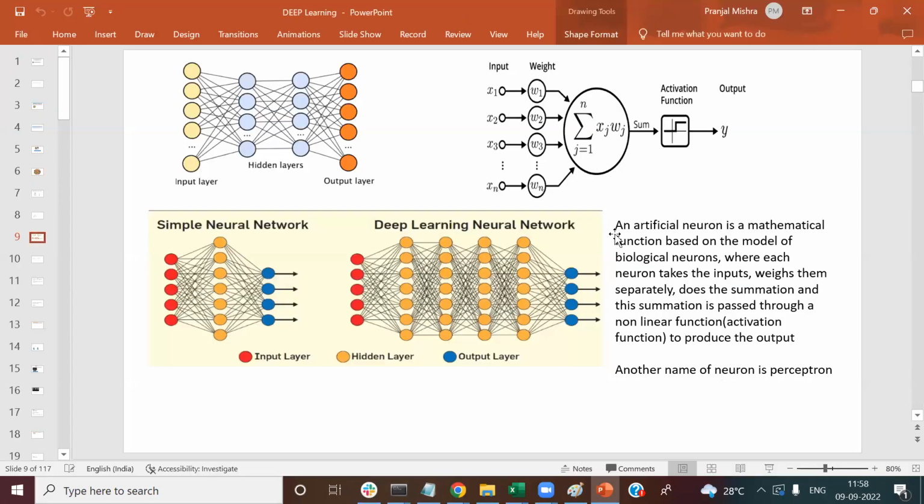But try reading this portion. Try reading this line. Dhruv, please read this. An artificial neuron is a mathematical function based on the model of biological neurons, where each neuron takes the inputs, weighs them separately, does the summation, and this summation is passed through a non-linear function, activation function, to produce the output. Another name of neuron is perceptron. Okay, thanks for reading.